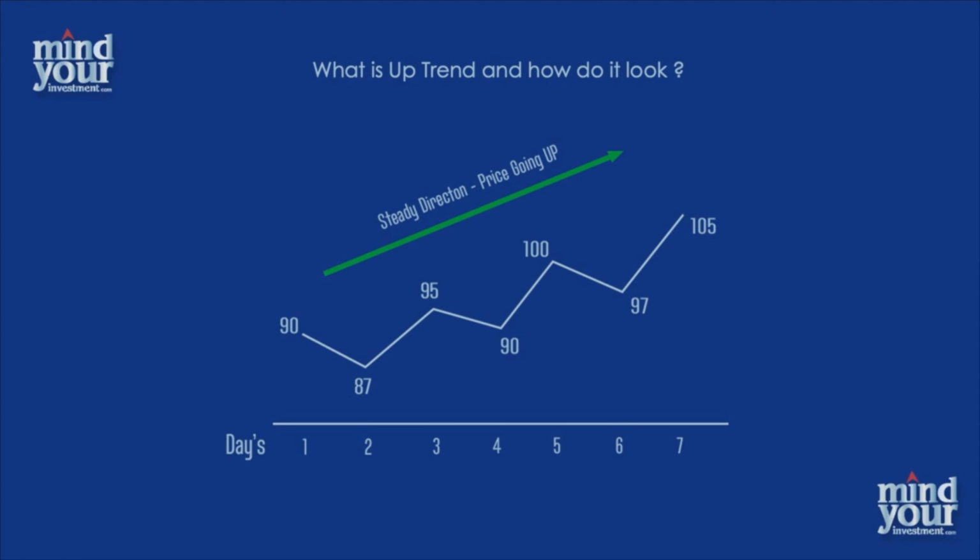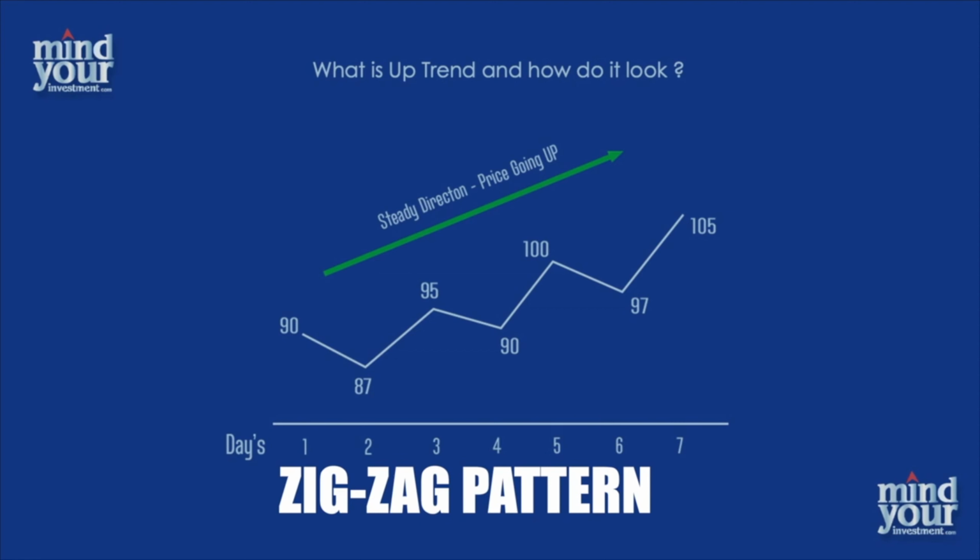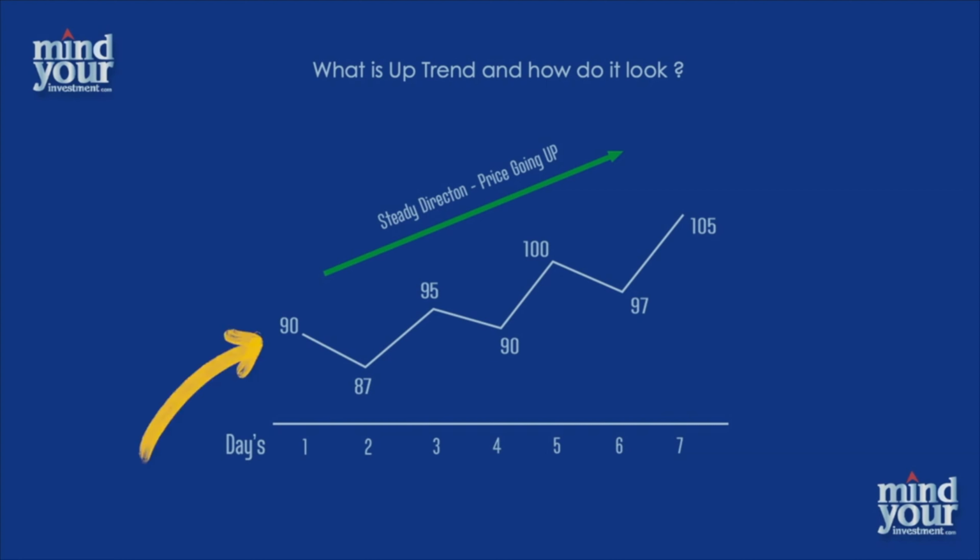So the first thing that you have to understand about the stock market is that the price of the stock doesn't move in a straight line. So here the stock will always move in a zigzag pattern or a stair-like pattern. Now on your screen you will see that there's a white line with the prices denoted next to it. You'll see that the price started at 90 and then it went up to 105 in a zigzag pattern.